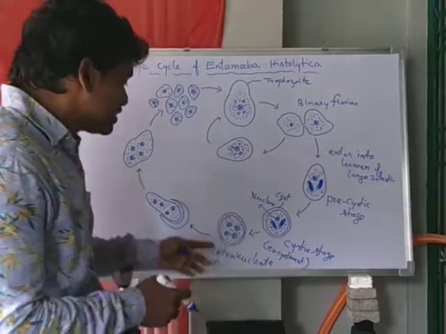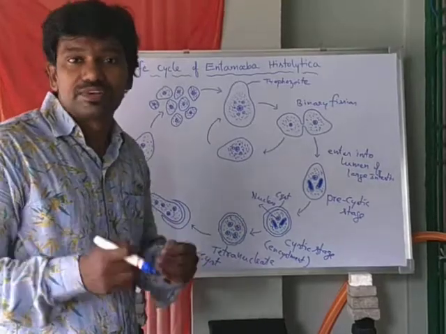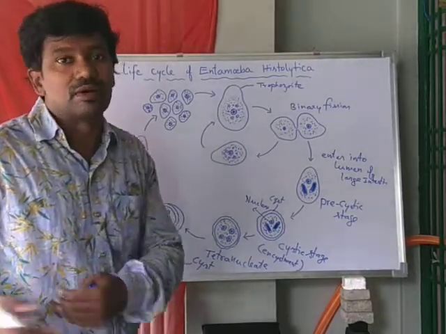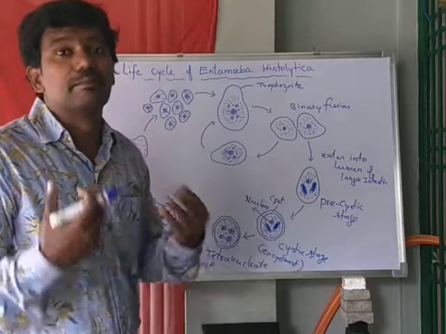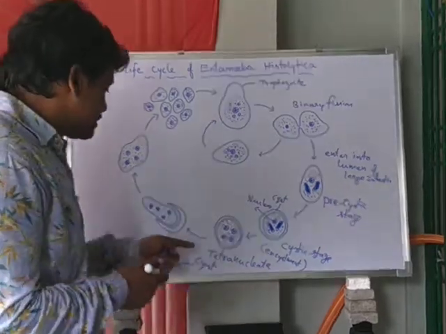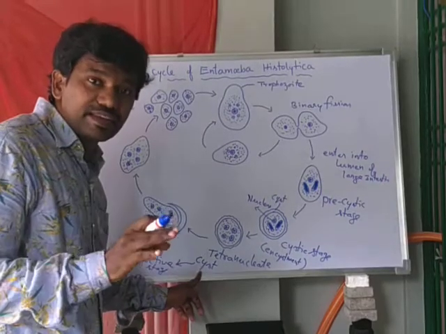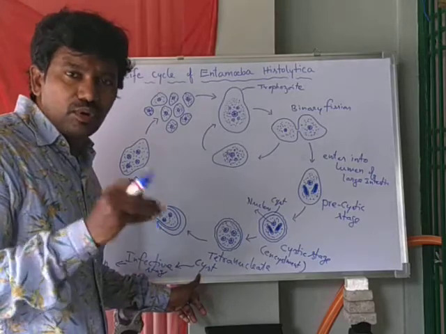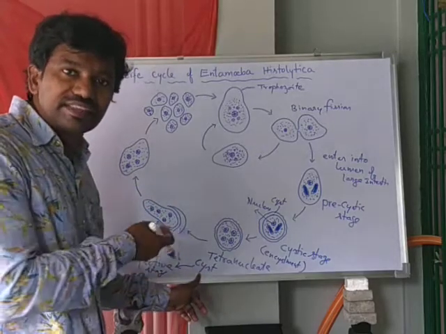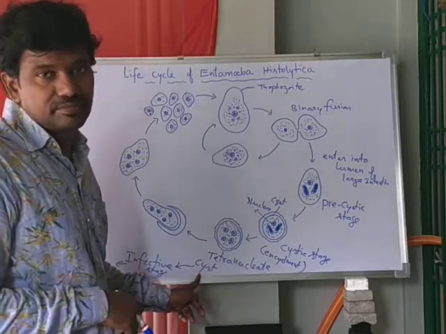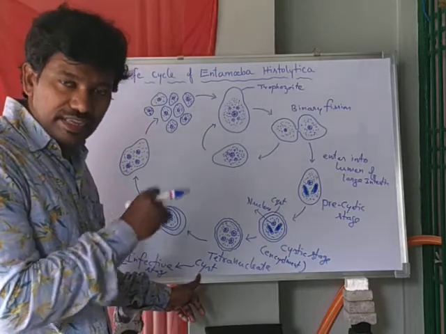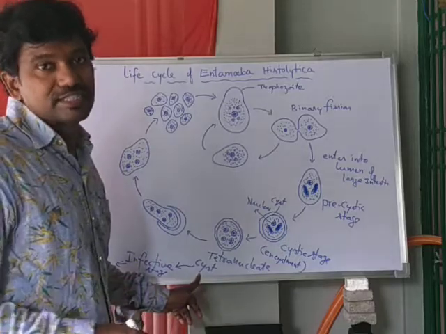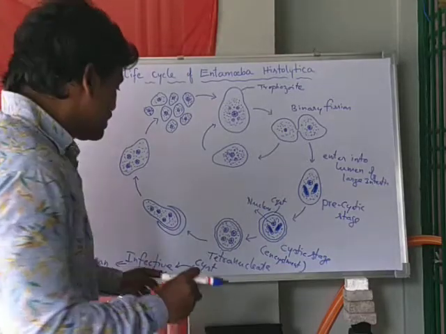These stages come out along with the fecal matter. They come into the external environment through the fecal matter. These tetranucleate cysts remain alive for about 10 days only. If the host is not available, these cysts may die. They remain for about 10 days only in the external environment.